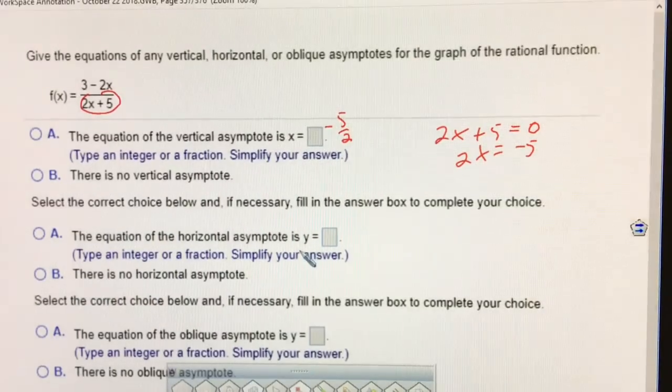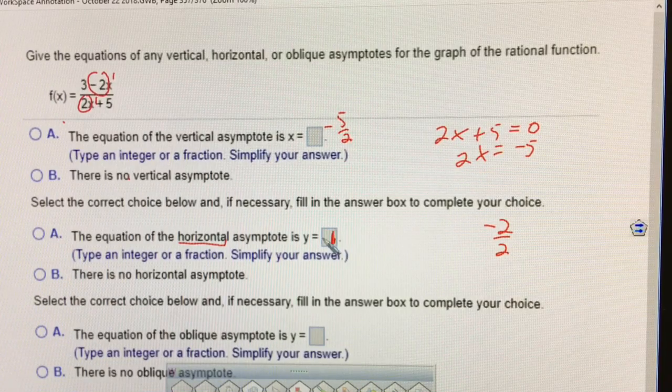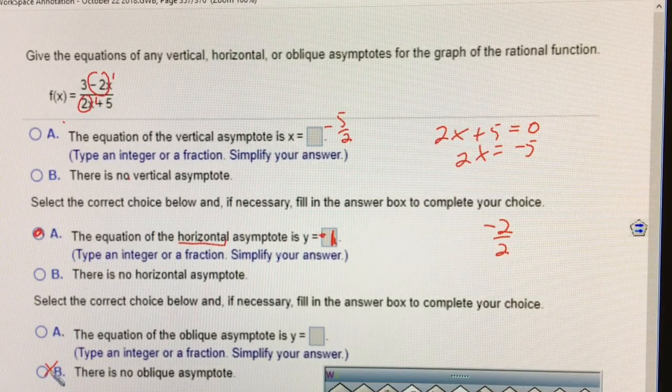Horizontal asymptote. There's a vertical asymptote, it's x equals negative 5 halves. You set the bottom equal to 0 to find the VA. To find the HA, you look at the degree of the top. The degree of the top is 1, the degree of the bottom is 1. When they're the same, it's going to be this coefficient of negative 2 over this coefficient of 2. So negative 2 divided by 2, that's going to be y equals negative 1 as my horizontal asymptote. You can't have both. You can't have your cake and eat it too. So the deal is, if there's a horizontal, there can't be an oblique. If there's an oblique, there can't be a horizontal.